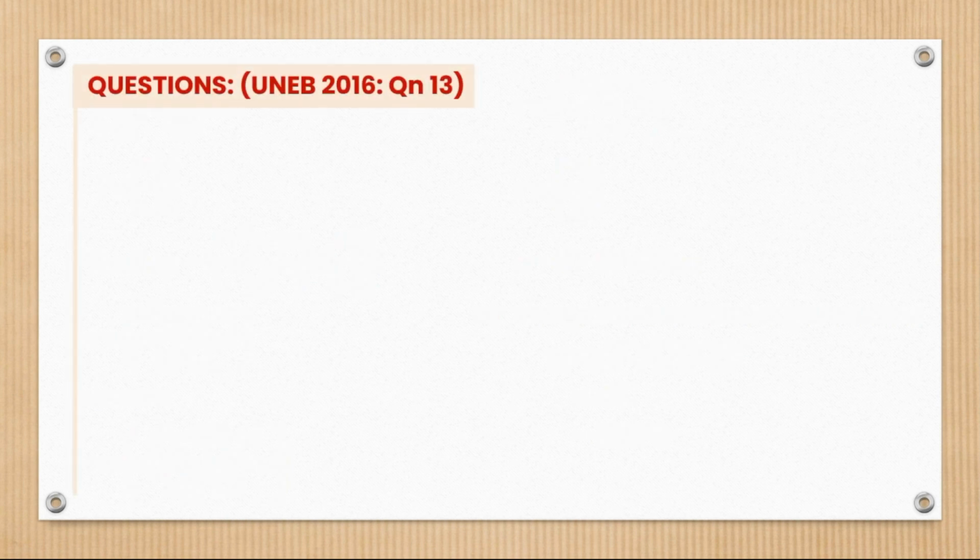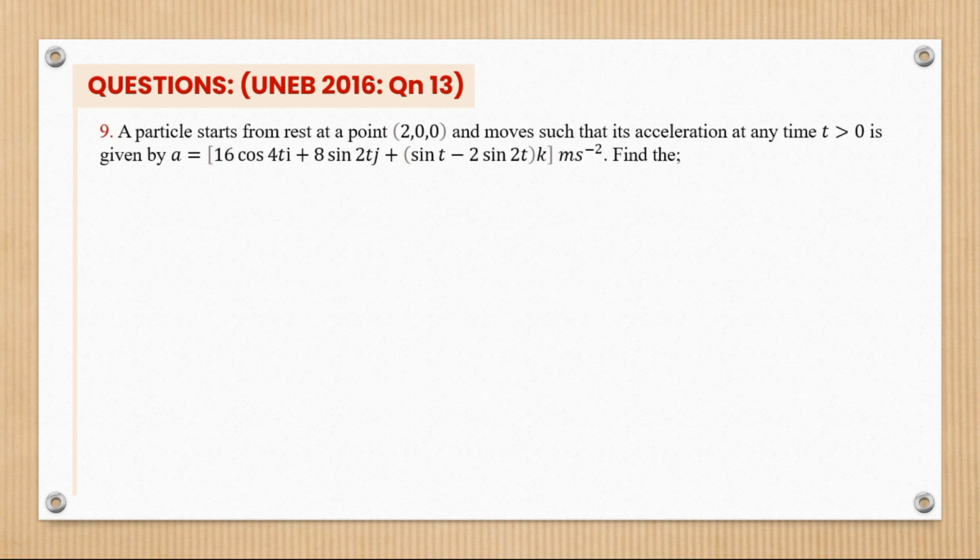Alright, so the next question is from UNEB 2016, and this was question number 13. We are told that a particle starts from rest at a point (2, 0, 0) and moves such that its acceleration at any time t greater than 0 is given by a equals (6 cos 4t)i plus (8 sin 2t)j plus (sin t minus 2 sin 2t)k meters per second squared. So we know the acceleration. I am being told to find the speed when t is pi over 4 and the distance from the origin when t is equal to pi over 4.